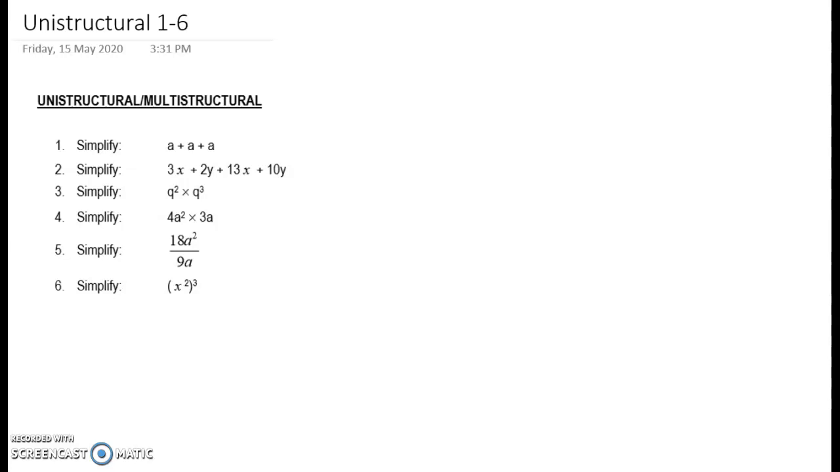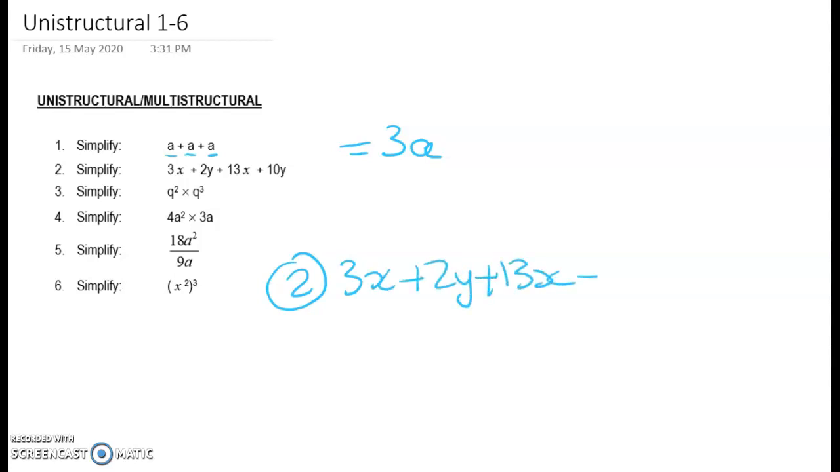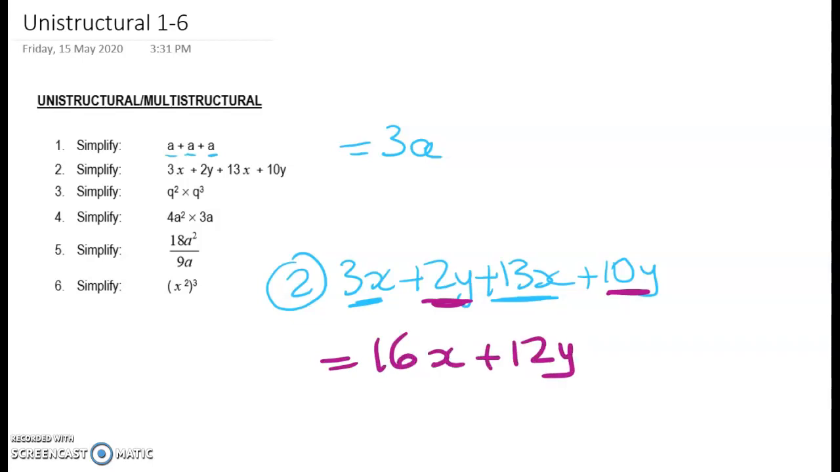So simplify a plus a plus a. These are like terms, so that gives us 3a. Question 2, I'll just write it out again. We've got 3x plus 2y plus 13x plus 10y. So what can we put together? Well, the 3x and the 13x can go together, and the 2y and the 10y can go together. So that gives me 16x plus 12y.